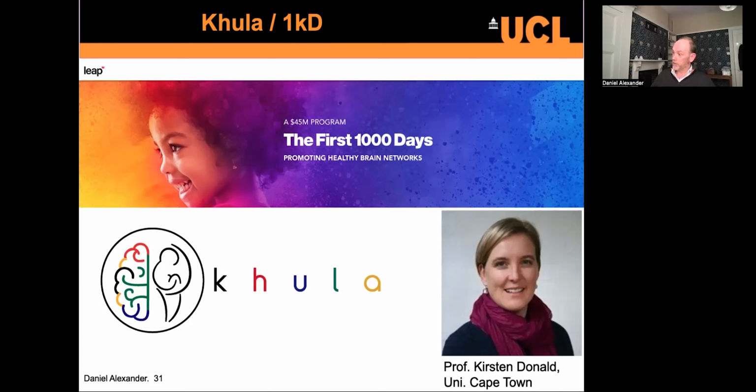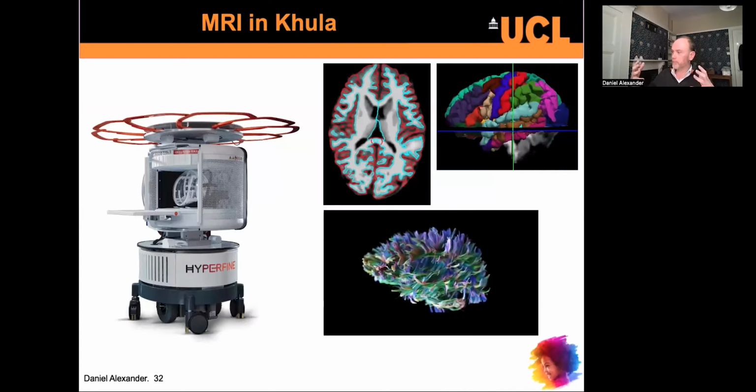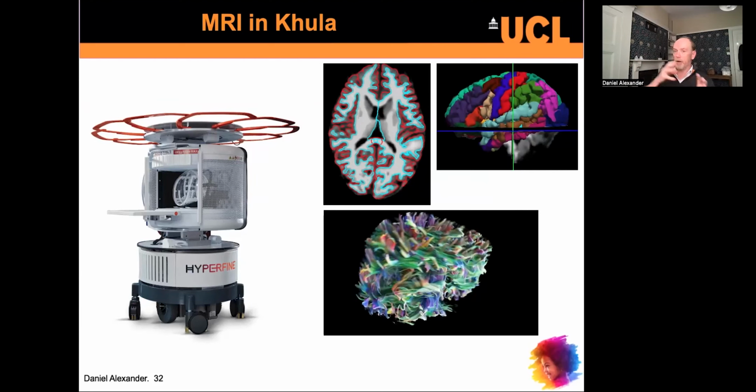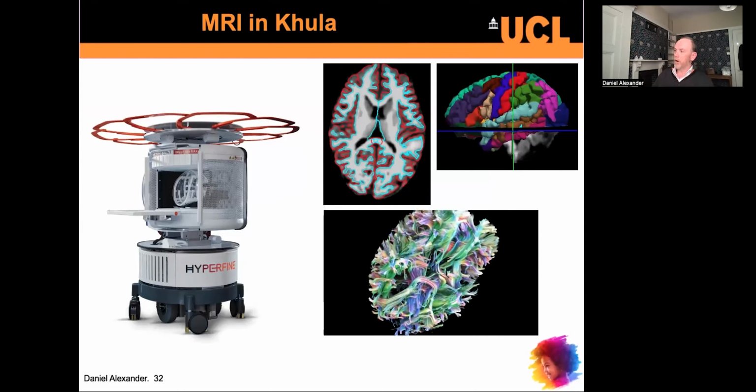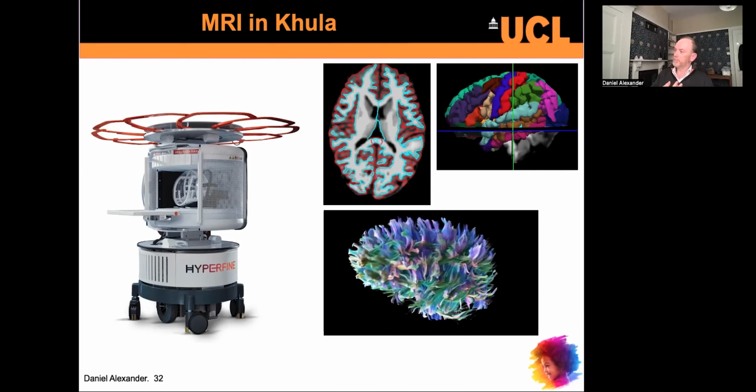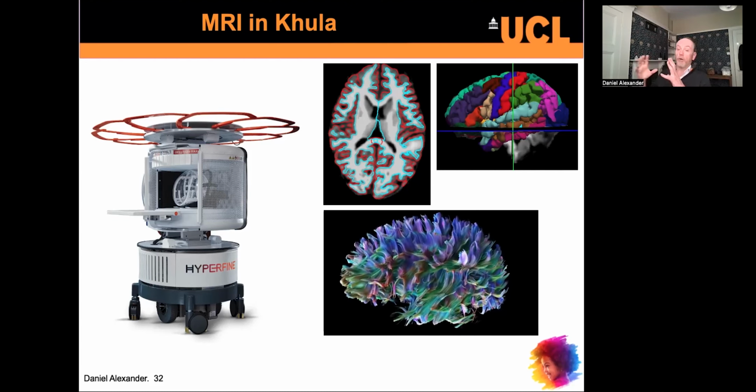The project I'm involved in is called Kula. It's led by the wonderful Kirsty Donald from Cape Town in South Africa. And the aim is to try and find ways to predict the development of executive function over those first 3 years of life. It's basically a big data collection effort. We are looking at cohorts in various locations in Africa and acquiring various kinds of data: microbiome data, sleep data, EEG, and then there is an MRI component.